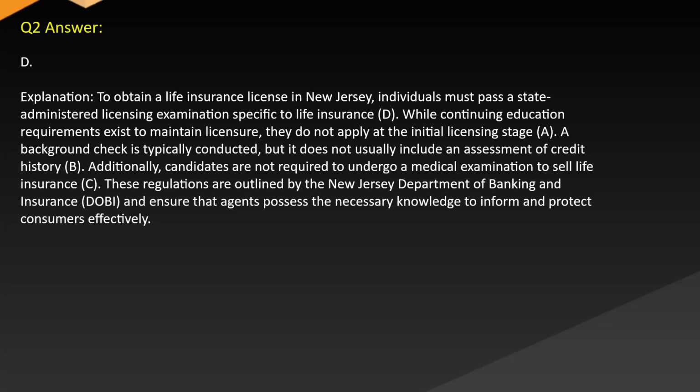Answer D. Explanation. To obtain a life insurance license in New Jersey, individuals must pass a state-administered licensing examination specific to life insurance. (D) Continuing education requirements exist to maintain licensure, but they do not apply at the initial licensing stage (A). A background check is typically conducted, but it does not usually include an assessment of credit history (B). Additionally, candidates are not required to undergo a medical examination to sell life insurance (C). These regulations are outlined by the New Jersey Department of Banking and Insurance, DOBI, and ensure that agents possess the necessary knowledge to inform and protect consumers effectively.